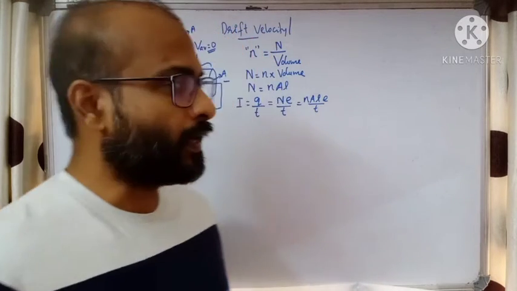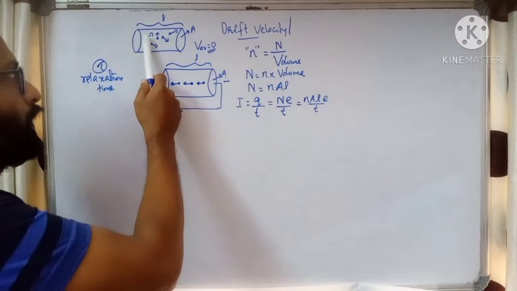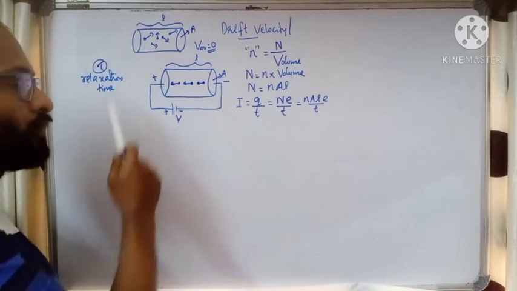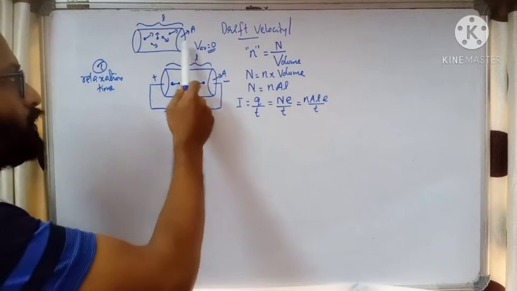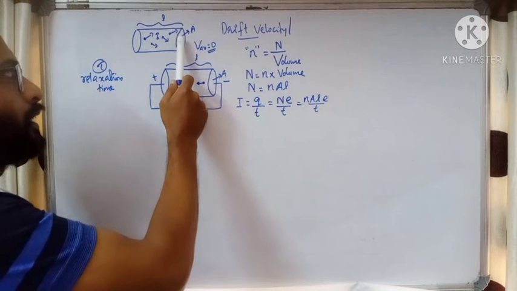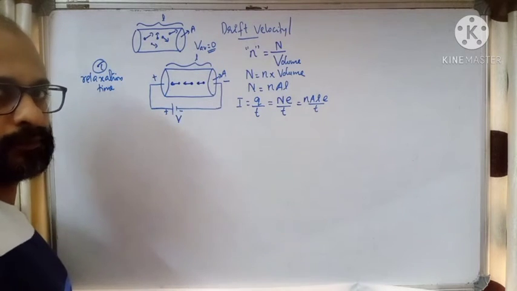But when we apply a potential difference, see, this is the situation of a conductor. There are many electrons moving in different directions randomly, so there is no average velocity. The average velocity we can set equal to 0. Electrons are moving in different directions like this. A is the area of cross section of the conductor and L is the length of the conductor.